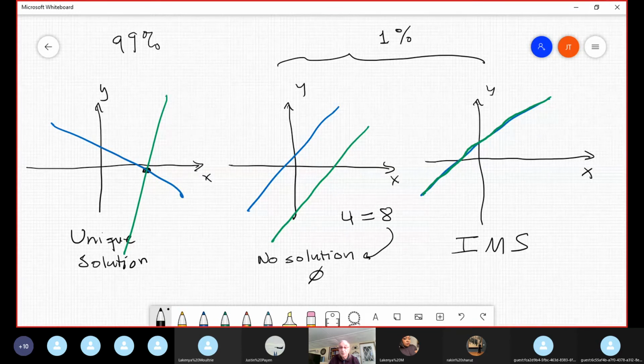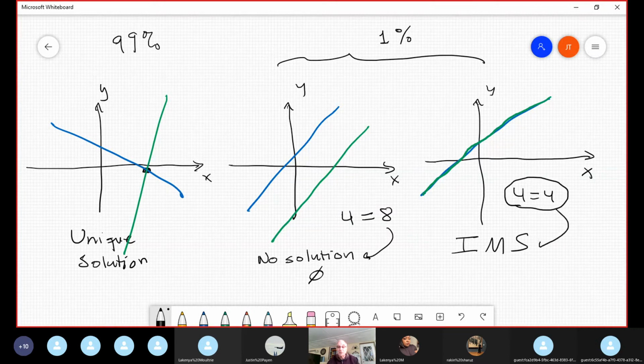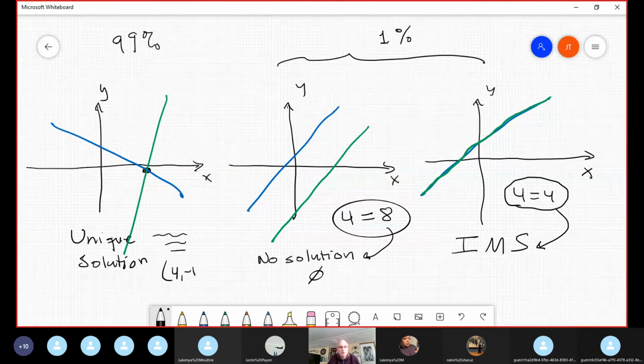You manipulate, but you get a true statement, 4 equals 4. You cannot solve it. The variable in the algebra disappears. What's going on? But you get a true statement, and this indicates that we have infinitely many solutions. A false statement indicates no solution. And if the variable never disappears and you solve, you get the actual answer, for example 4 or negative 1.